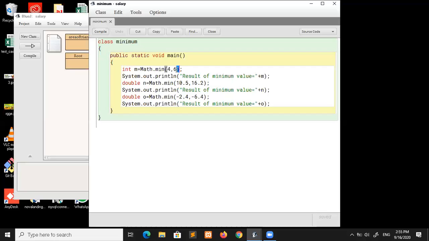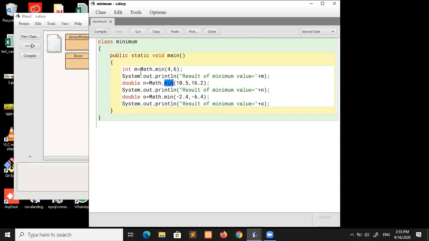So which is the lower value, which is the minimum value? 4. Yes, so now we are aware that 4 is the minimum value. What about this case, which is the minimum value over here? 10.5. Correct. And what about this one? Minus 6.4. Exactly. So the computer is going to specify the minimum value of the values which the user specifies in the brackets, with the help of the min function.